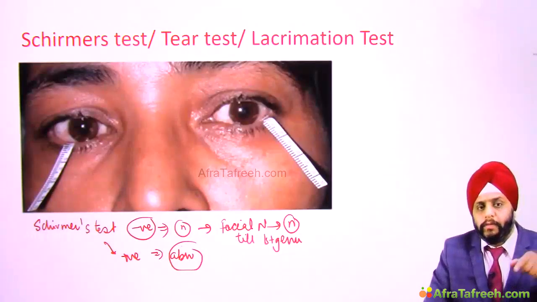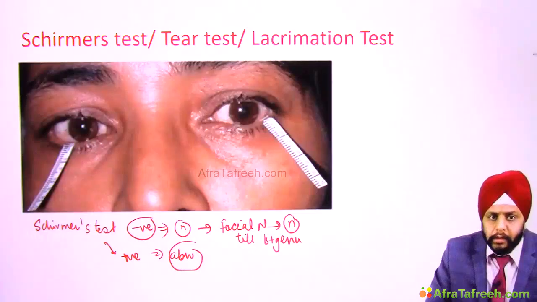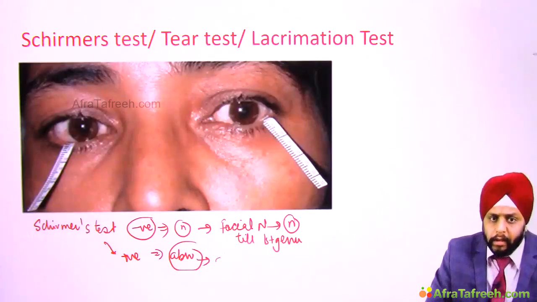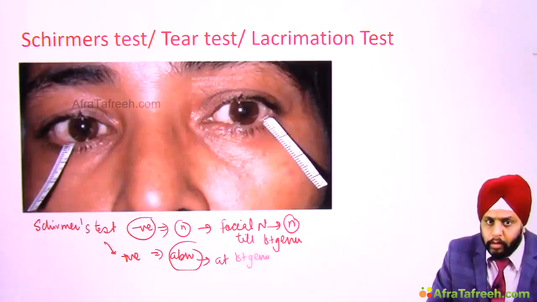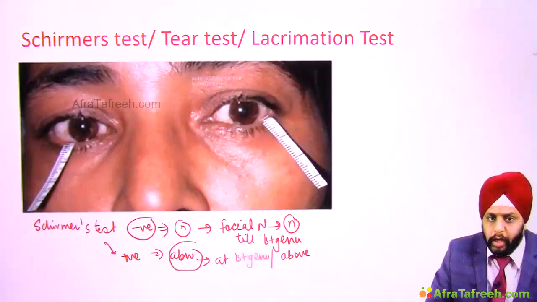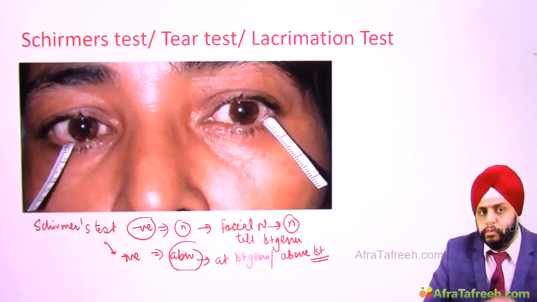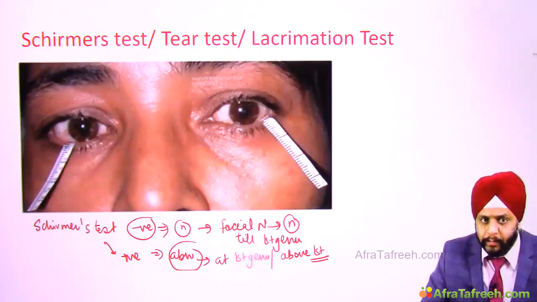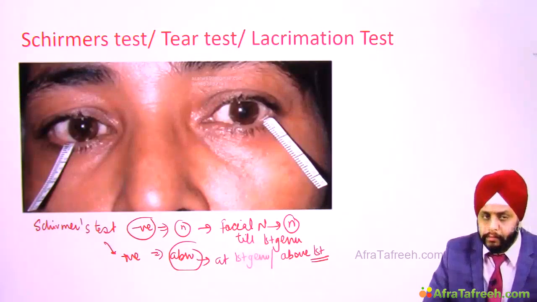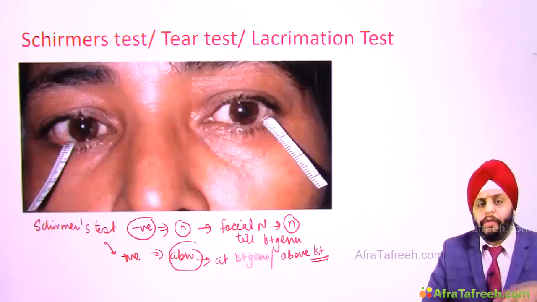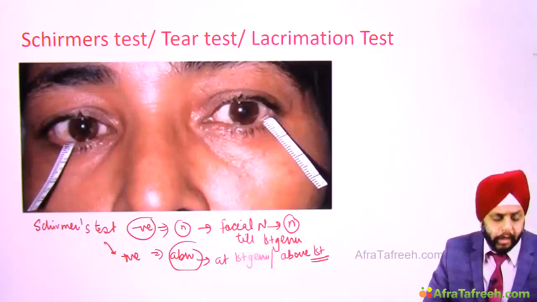Okay, the positive is abnormal. That means the injury has happened at first genu, or it is above first genu. So at or above the first genu, we have the injury if the Schirmer's test is positive. Okay, so that was your Schirmer's test or tear test or lacrimation test.